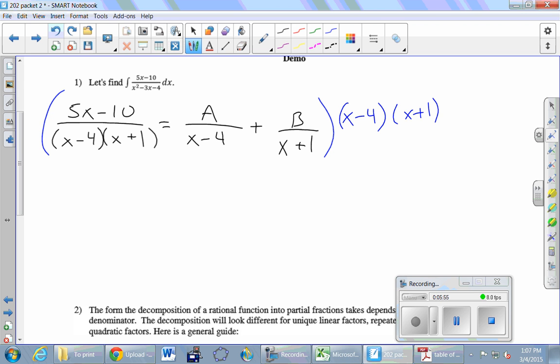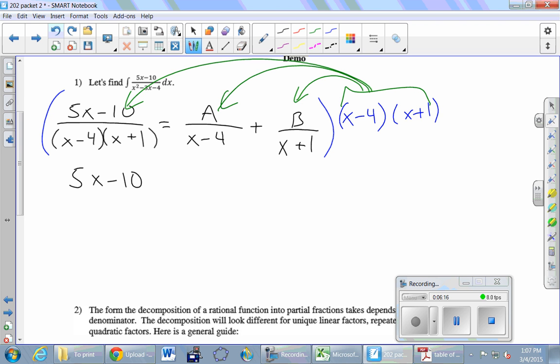Okay, so massive distributing here. All of this is coming in to the left-hand side and to the right-hand side. So it's actually going to hit all three of our terms, and it's going to cancel lots of stuff out. So on the left-hand side, what do we have when this entire blue thing comes in? It's just the 5x minus 10, right? Entire denominator gets canceled.